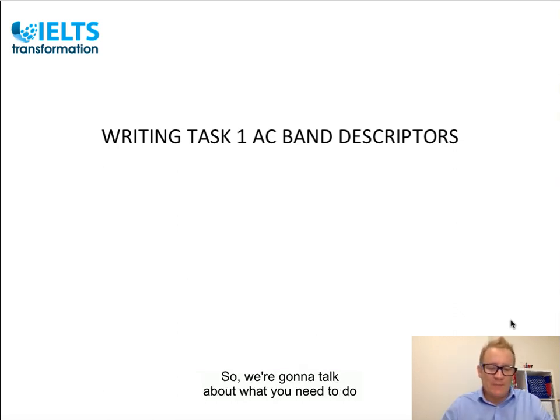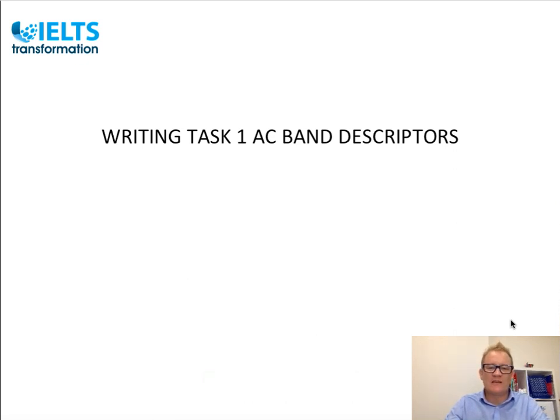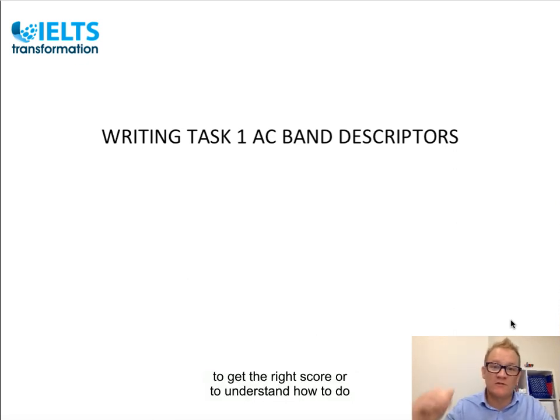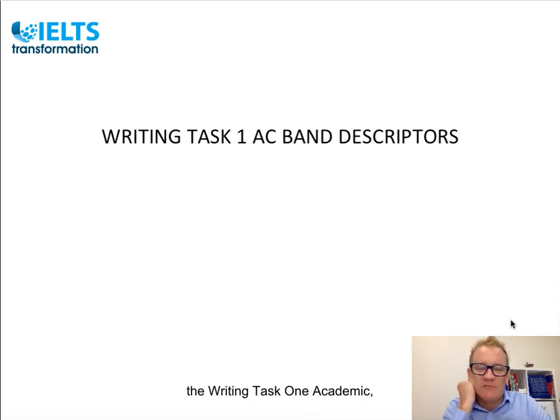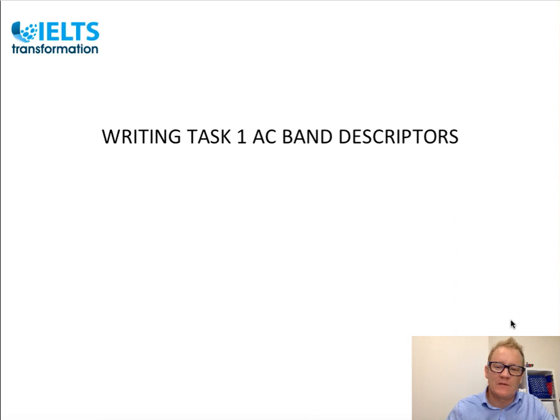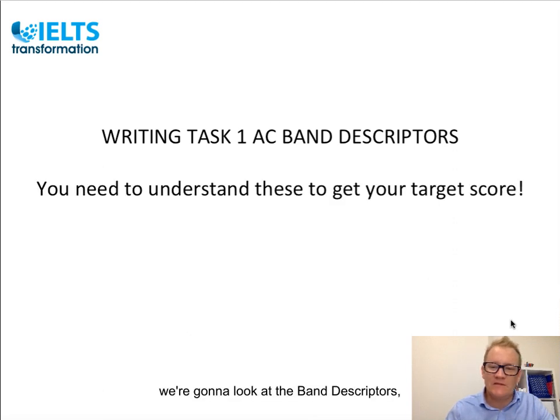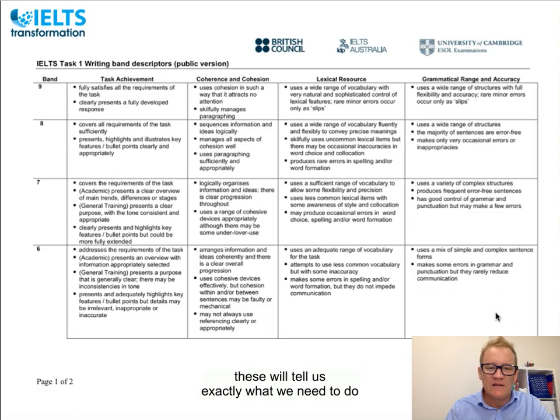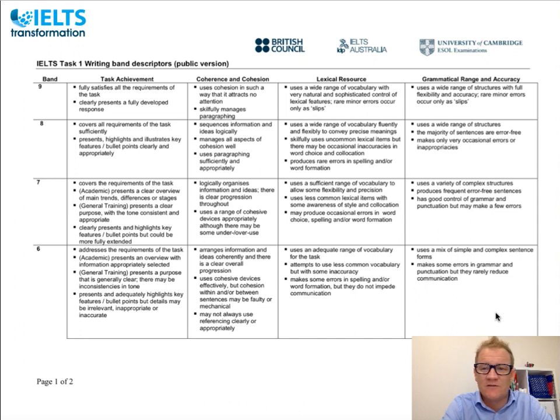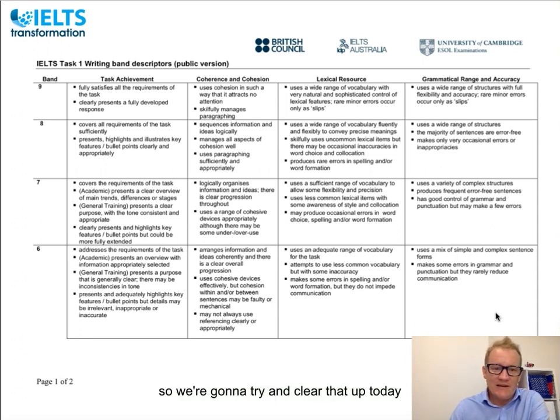So we're going to talk about what you need to do to get the right score, or to understand how to do the Writing Task 1 academic. We're going to look at the band descriptors. These will tell us exactly what we need to do. And actually, this is the most common area of failure in IELTS. People don't seem to understand how to do this task. So we're going to try and clear that up today and help you understand what to do.